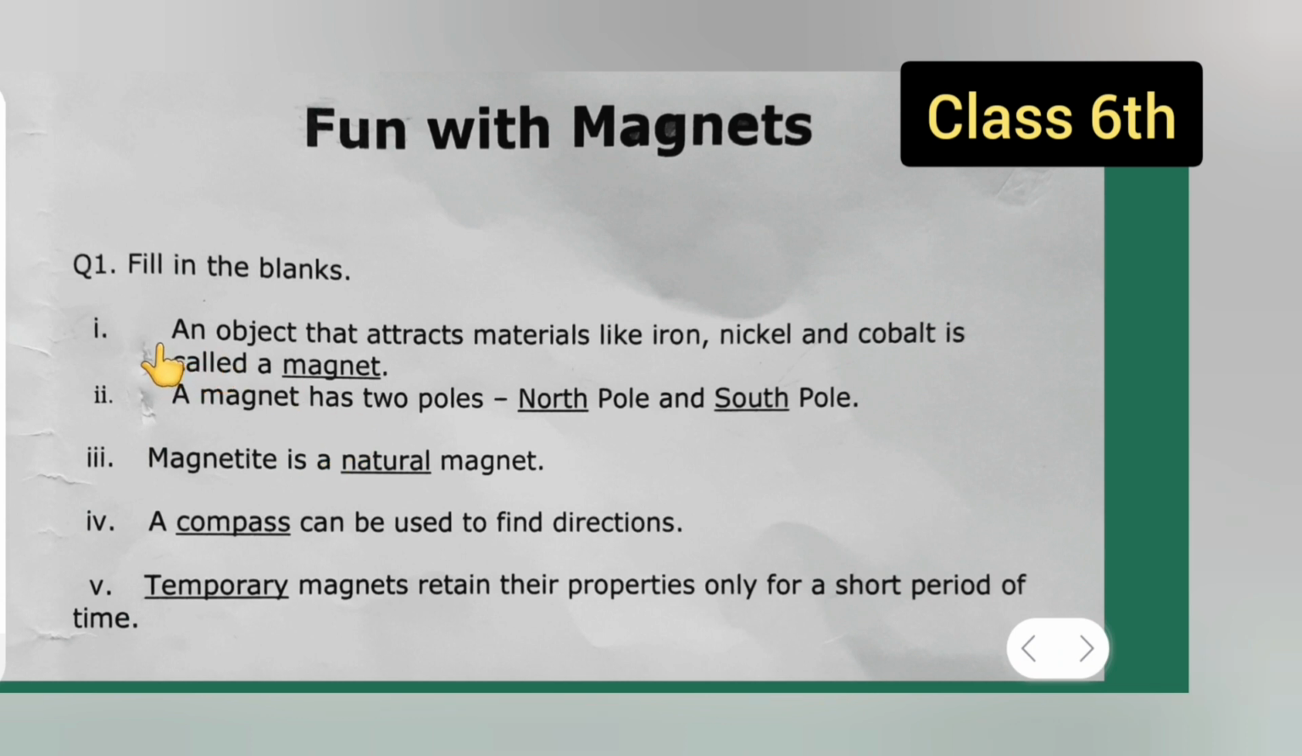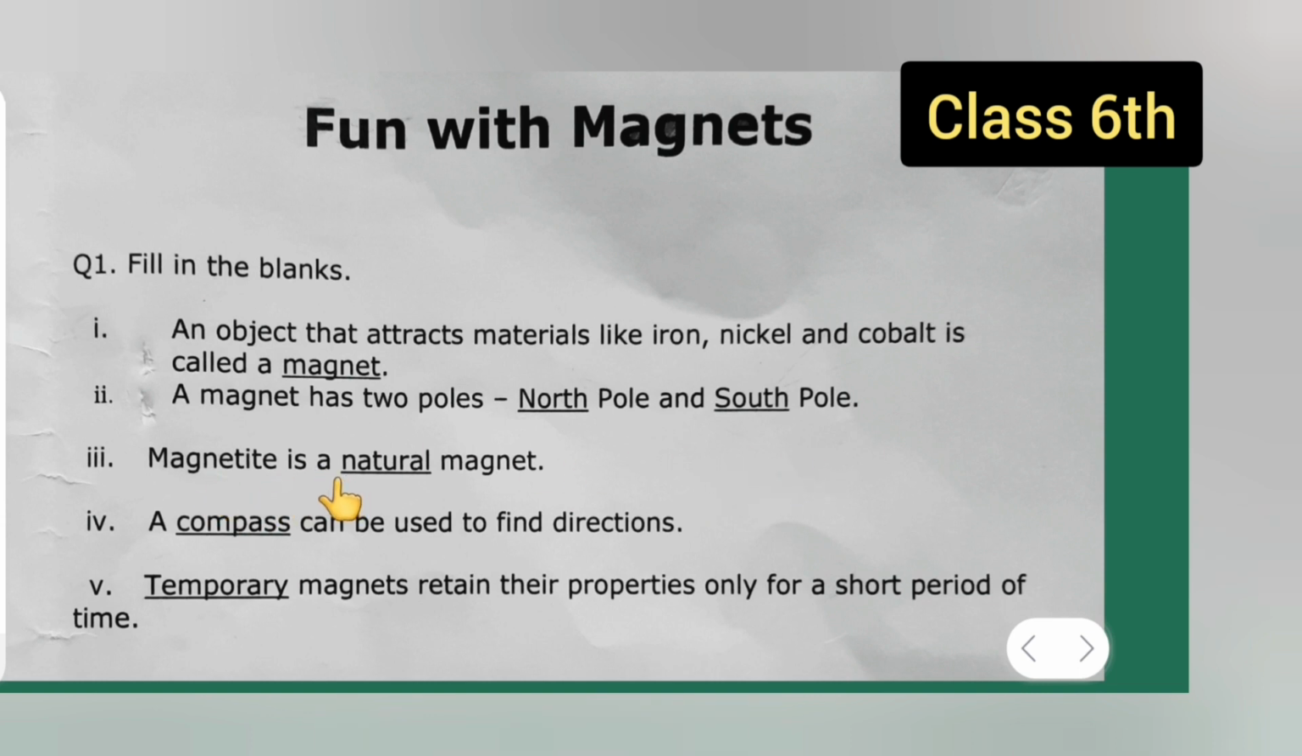The first fill in the blanks: an object that attracts materials like iron, nickel and cobalt is called a magnet. Next, a magnet has two poles, north pole and south pole. A magnet has two types of poles: one is the north pole and one is the south pole.